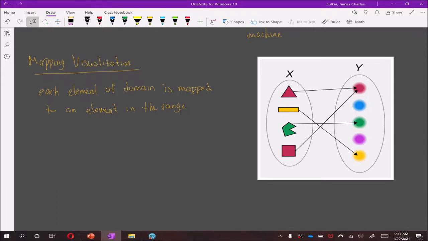Of the two visualizations, the mapping visualization is the most common one used.